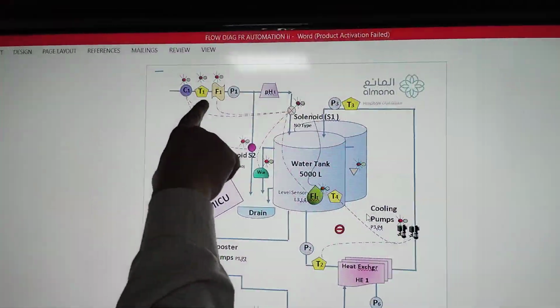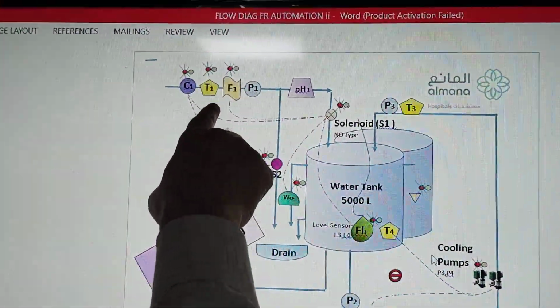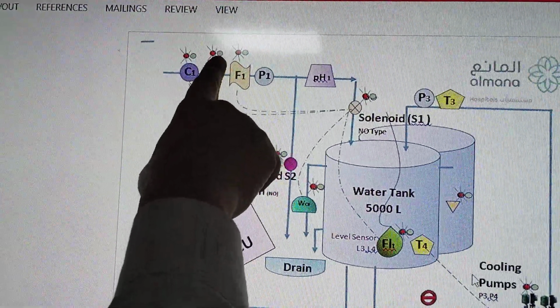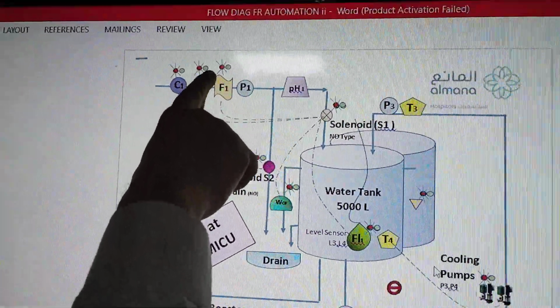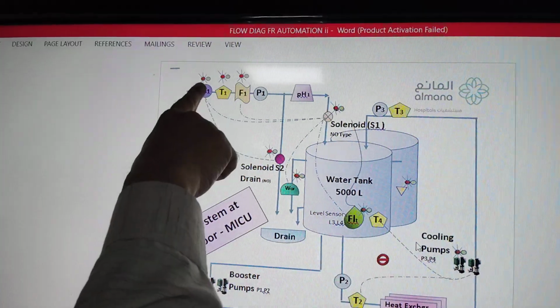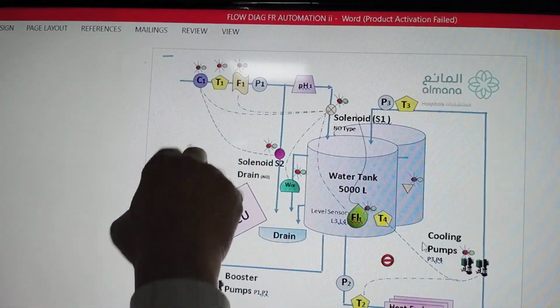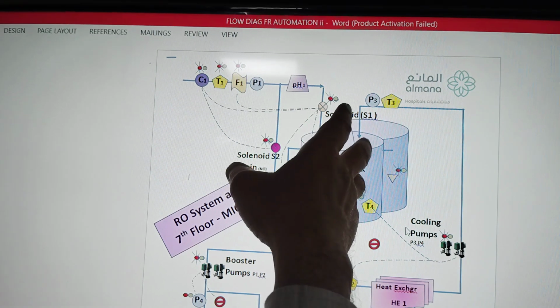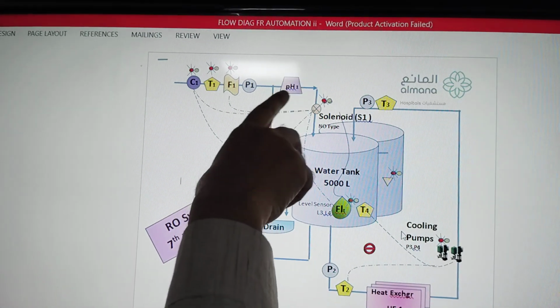So next is the temperature. It will monitor the temperature. If the temperature is very high, it will give an audible and visual alarm. Here also, audible and visual alarm. If the problem is severe, then it will give an audible alarm. If the problem is not severe, it will not give one.